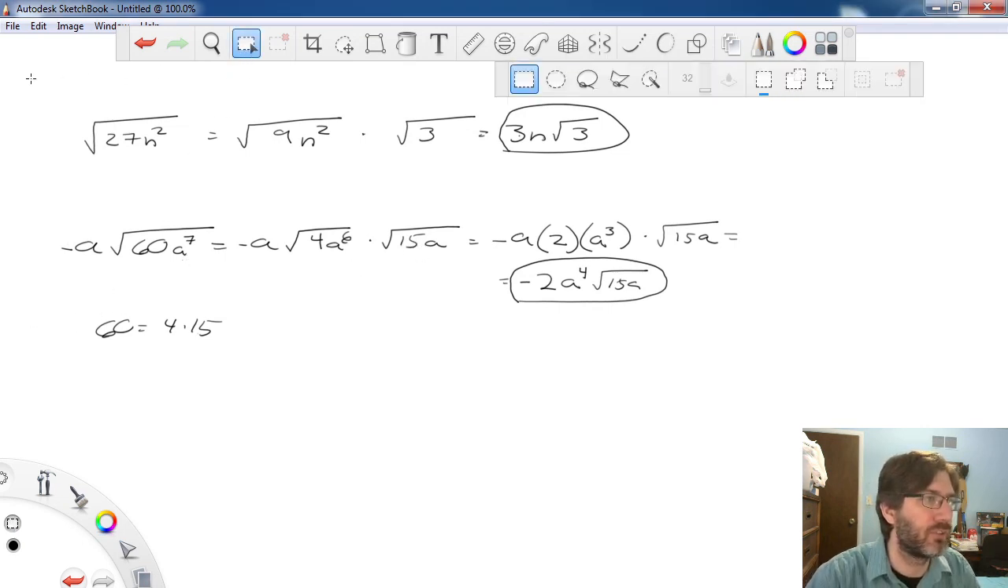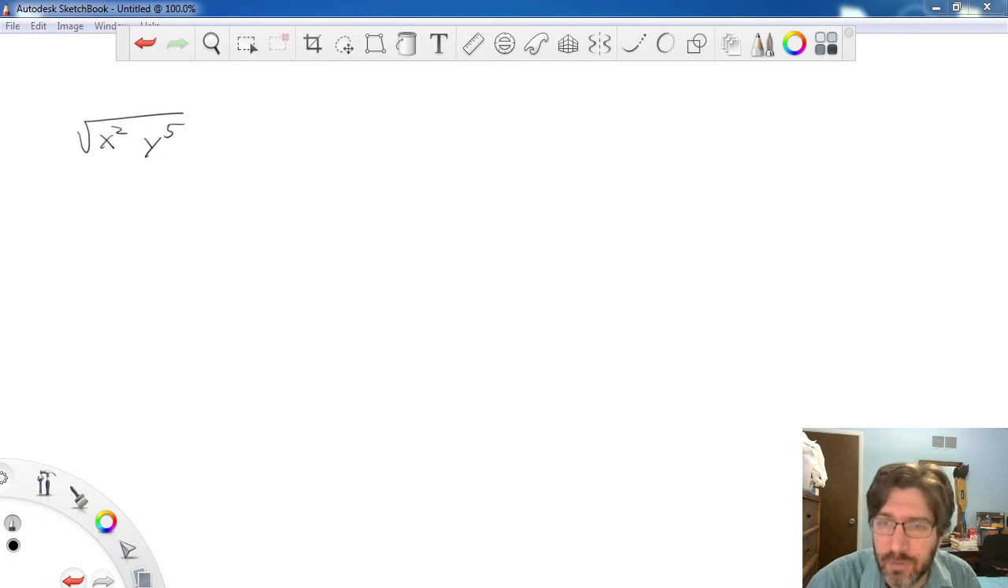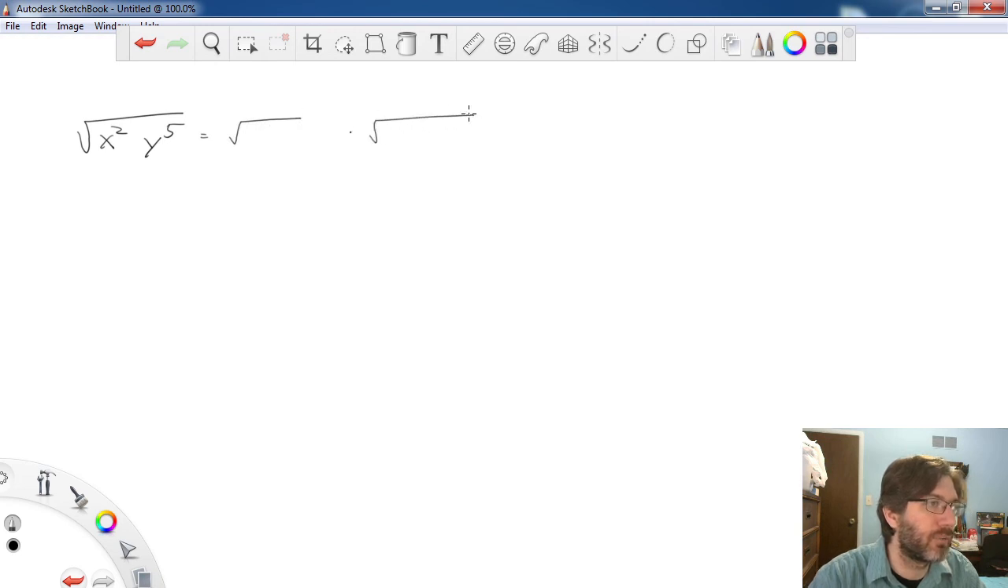The next example was just variables. So this was the square root of x squared and y to the 5th, I think. I don't know, my screen's really small. Yep, x squared and y to the 5th. So here you can break that up. Again, you can do perfect squares on one side times the not perfect squares. Here x squared is a perfect square. And then we're going to take all of the y variable except for 1, so y to the 4th is a perfect square. And then over here you just have the square root of y.